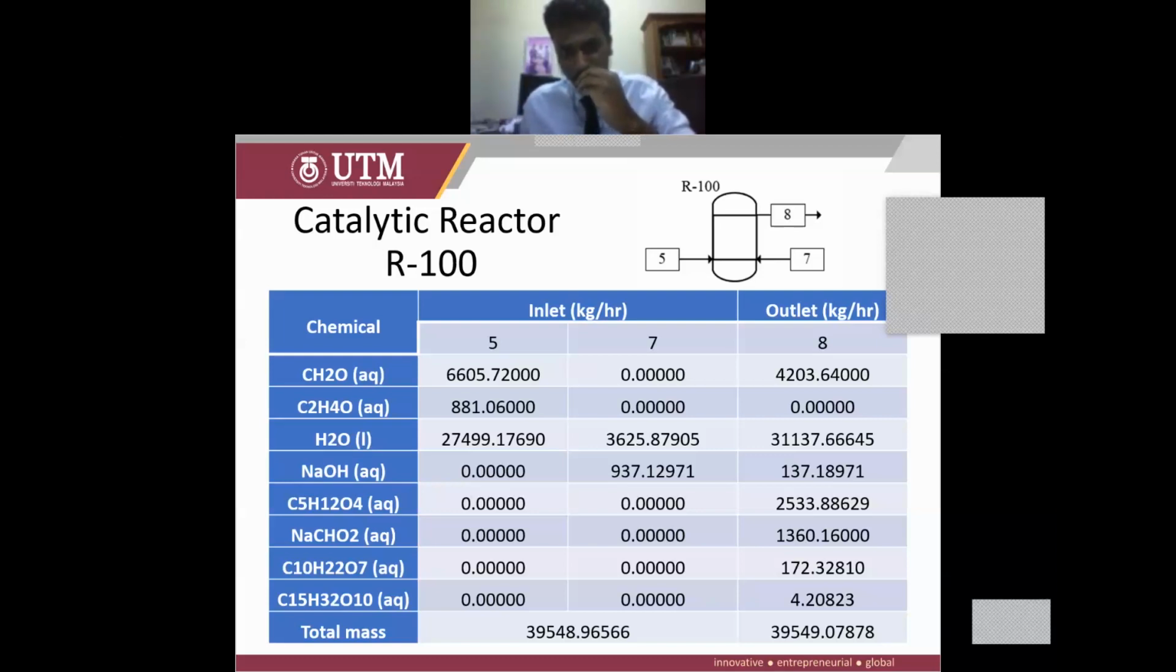Stream 7 is a fresh feed of sodium hydroxide solution which acts as a catalyst for the reaction. The mass flow rates for each component in stream 8 depend on percentage of conversion and also percentage yield.